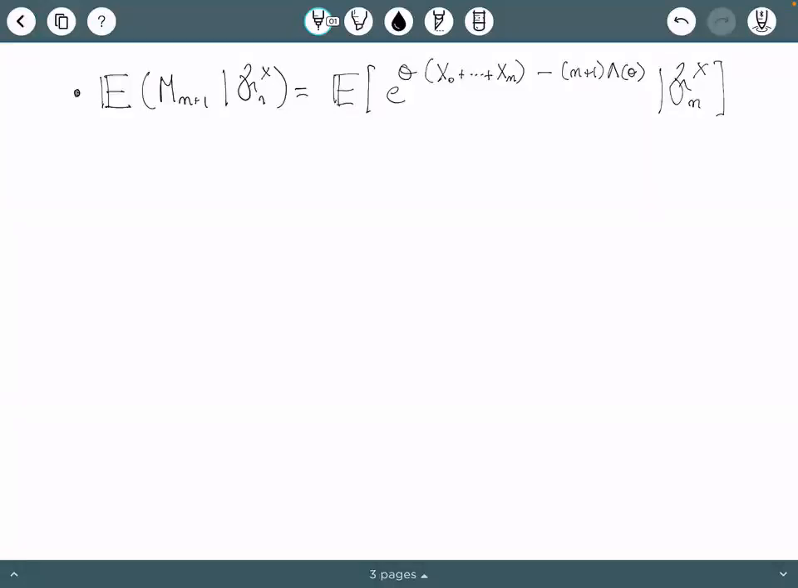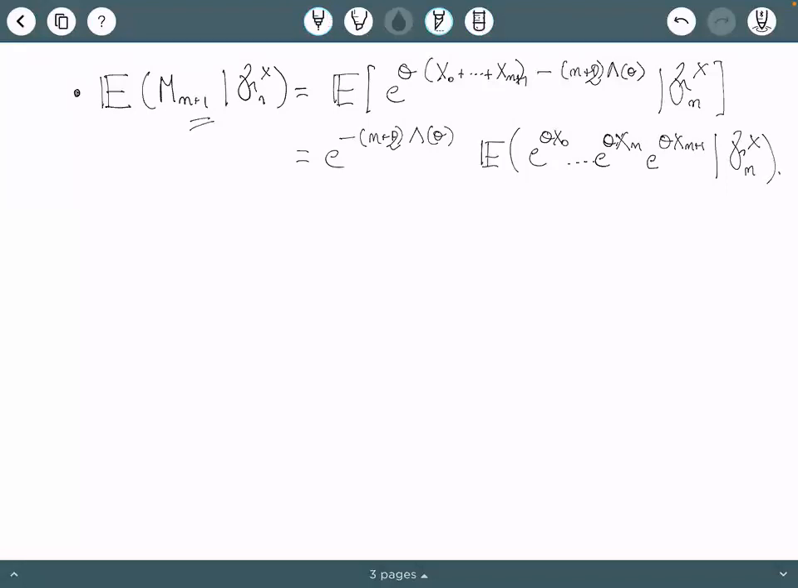Of course, as you can see, this is an exponential of some sum, so I can write it like a product of exponentials, and the exponential of this term is just a constant, so it will go out. So I will get exponential minus (n+1) lambda theta, times exponential theta X_0 up to exponential theta X_n. Sorry, I made a mistake. It is not n+1 here, because it is M_{n+1}, and here it is n+2, times the expectation of exponential theta X_{n+1} given F_n^X.